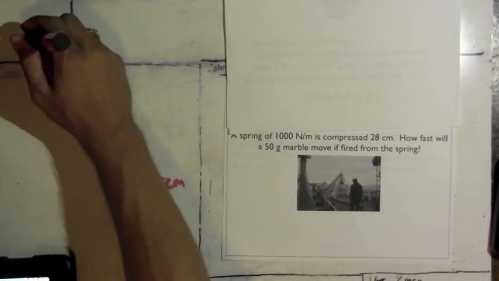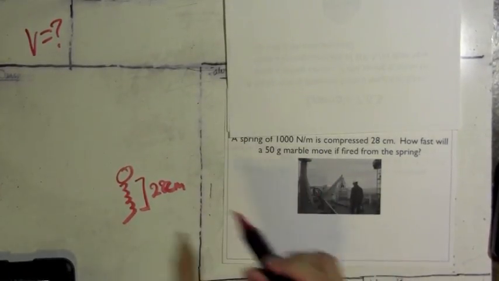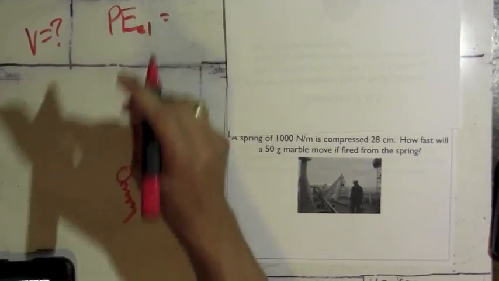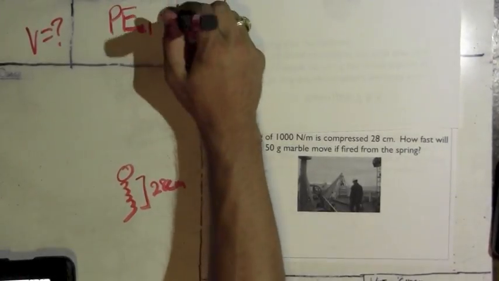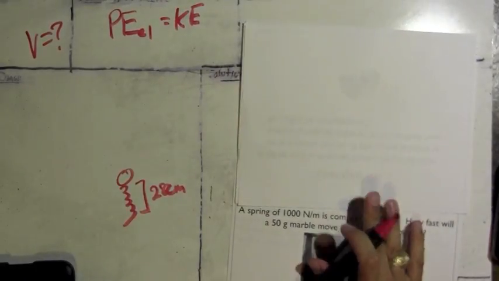So now I want to know how fast, velocity is a measure of how fast, this marble or this ball will be moving. So I know that I've got two different types of energies. Because I'm talking about a spring, I know that I'm going to have elastic potential energy involved. And also, because I'm trying to figure out how fast something's moving, I know that I'm going to have kinetic energy involved. So with those two things defined for me, I can say, well, now what information am I given?